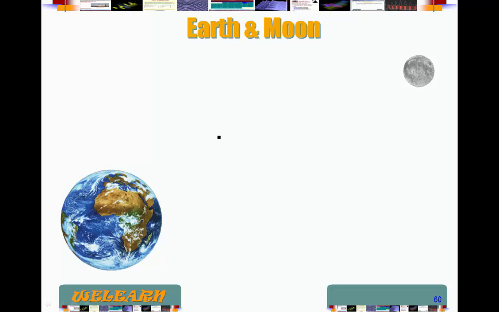Let's take this as an example. And the pictures here are not to scale. We have the Earth and the Moon. Consider the gravitational force that the Moon is going to exert on 1 kilogram of Earth here, and consider the gravitational force that the Moon is going to exert on 1 kilogram of Earth here, on the other side of the Earth.